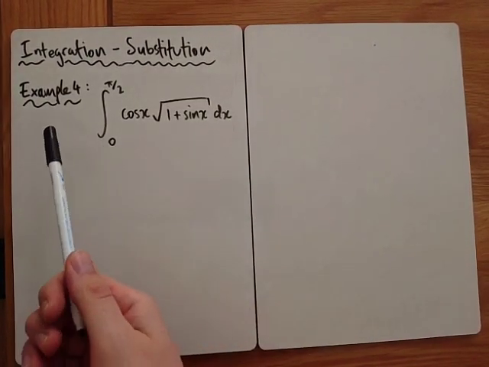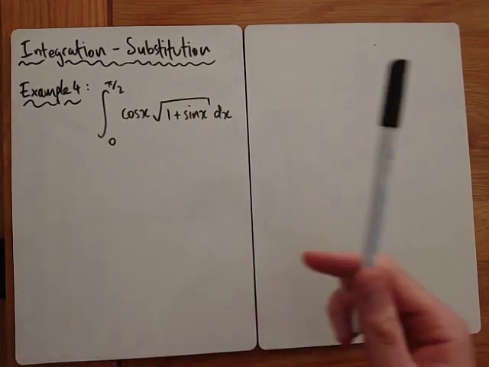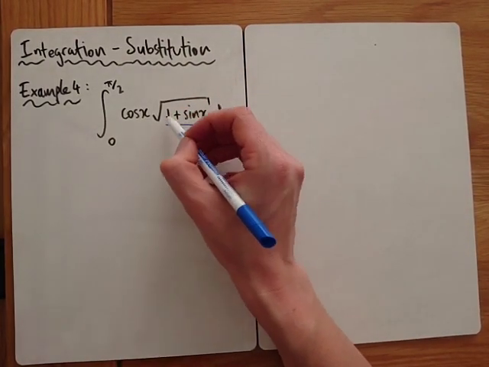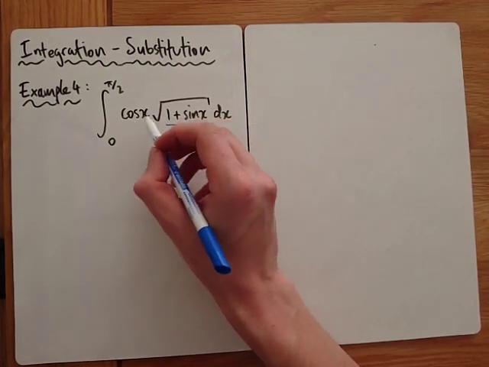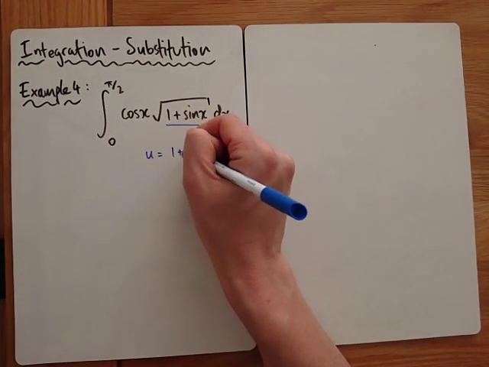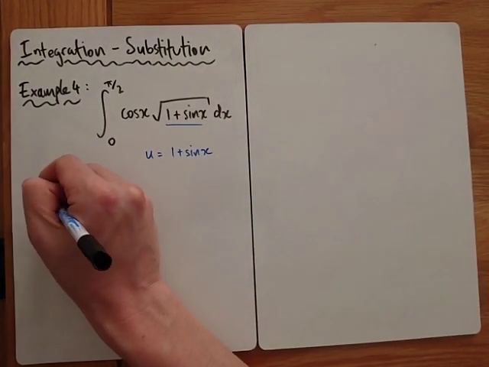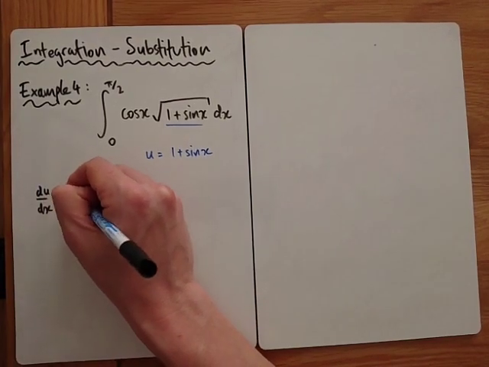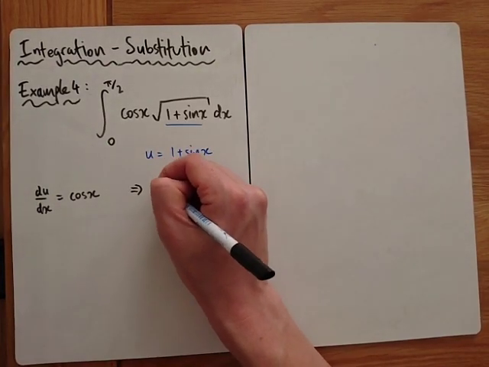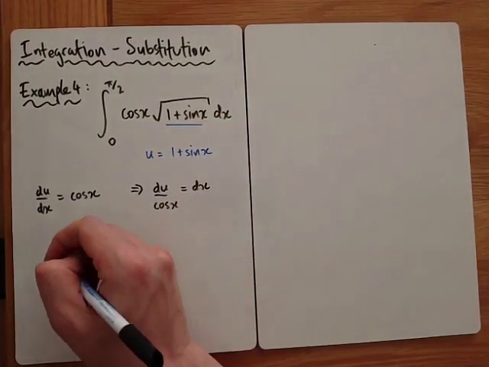Final example for this video, example 4. We're going to integrate from 0 to pi over 2 of cos x times the square root of 1 plus sine x. And this is perfect for substitution. If you just look, function inside another function, differentiate, you get cos, the derivative, outside. So we just say, let's let u equal 1 plus sine x. du by dx would equal cos x. So dx would equal du divided by cos x.